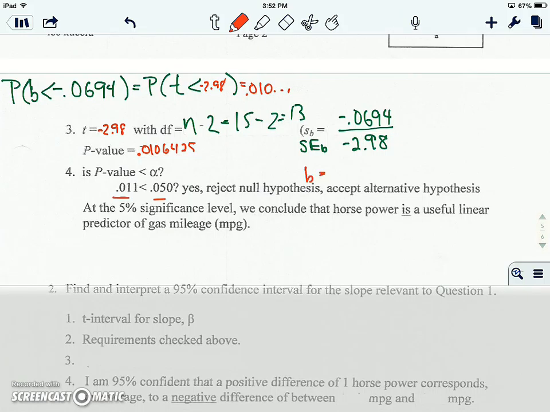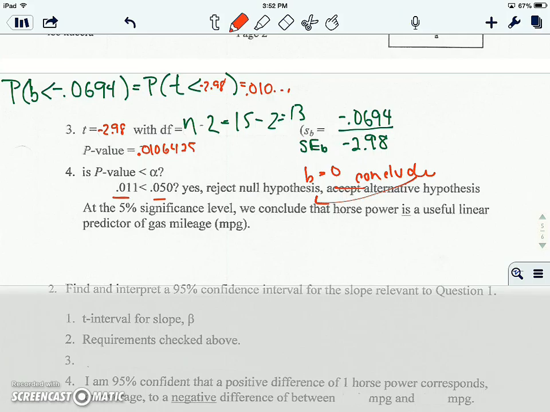The slope is equal to 0. Okay, and conclude. I hate accept the alternative. Let's just say conclude that the slope is different than 0. Okay, and this is done at the 5% significance level. Okay, here's our conclusion: that horsepower is a useful linear predictor of gas mileage.